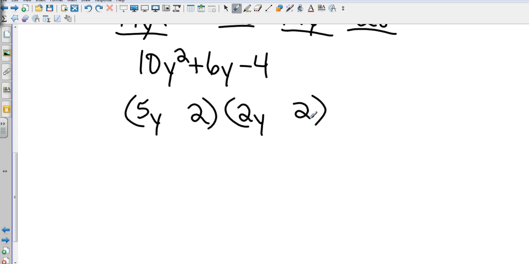I don't put in any signs. This is when I summon the secret of the oi, and I just look at outside, inside. What is 5y times 2? 10y. What is 2 times 2y? 4y. Can I put a 10 and a 4 together to make 6? 10 minus 4 is 6. All right, so I need a positive 10 minus 4. Okay? So yeah. One of them has to be positive, one has to be negative. Again, if I FOILed that out, I would get 10y squared plus 6y minus 4.